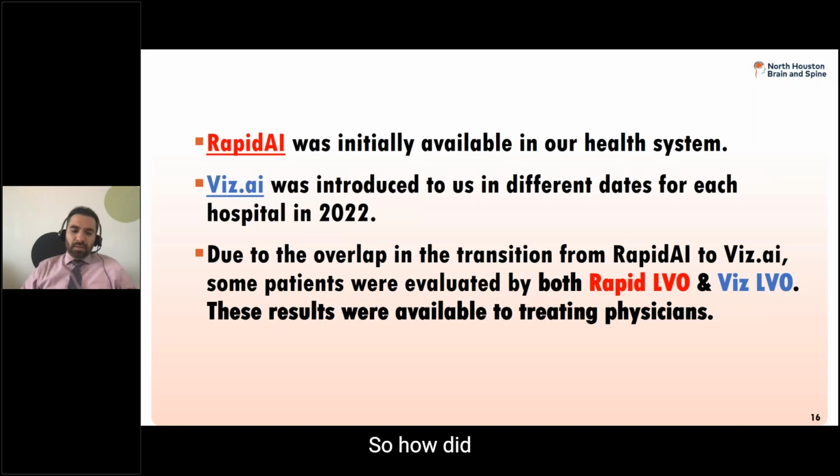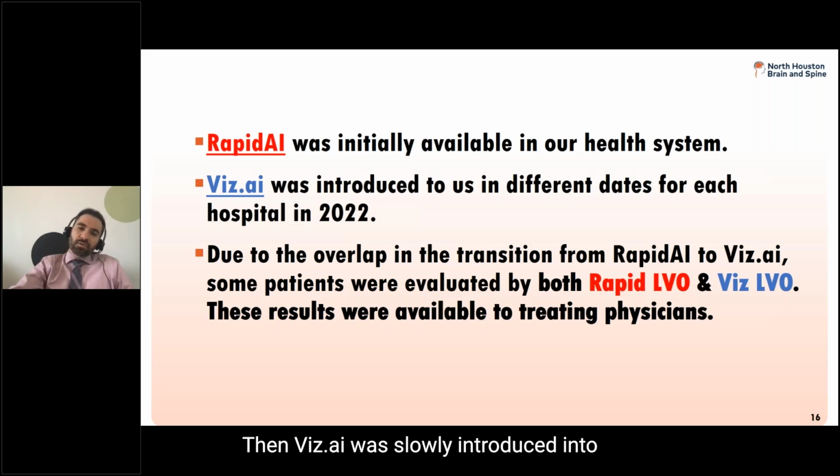So how did I end up having access to both? Rapid AI was initially available in our health system. Then Viz AI was slowly introduced in our health system on different dates in each hospital in 2022. Due to the overlap in contract and the transition from Rapid to Viz, some patients had the chance to be evaluated by both Rapid and Viz.